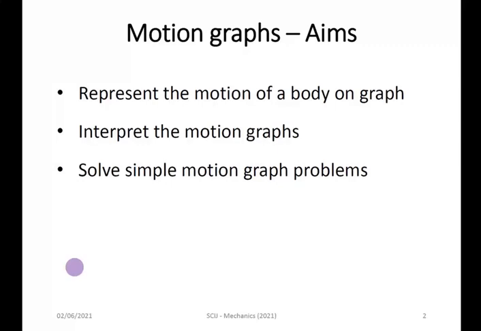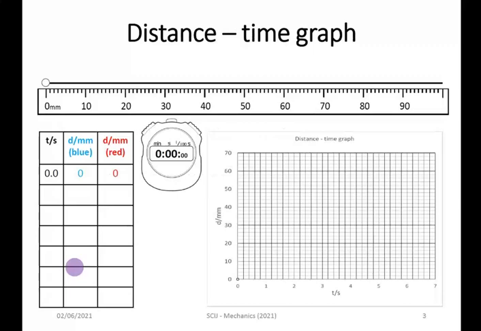The second objective will be to be able to interpret the motion of a body when its motion graph has been given to you. You should be able to interpret the motion of a body when it is represented graphically. Then finally, you solve simple motion graph problems. Let's now take a look at this scenario. Indeed, what we are going to do is the first type of motion graph, which is the distance-time graph.